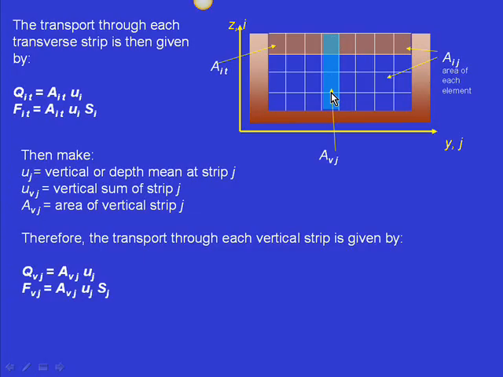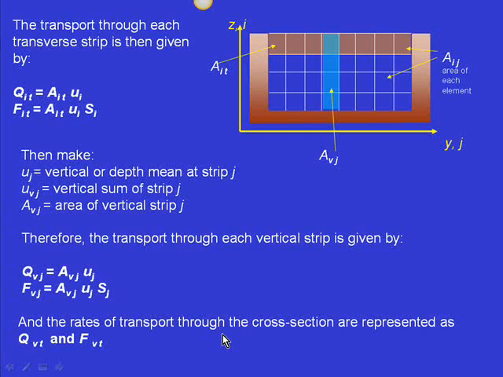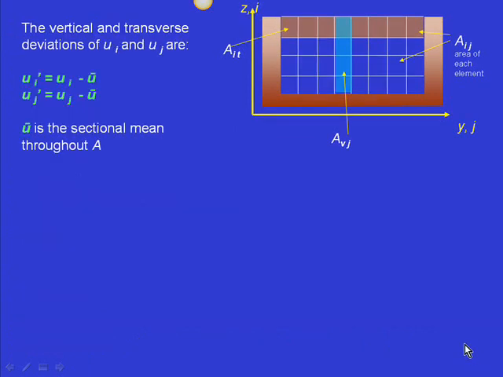So you can calculate the salt flux by summing all these slabs or summing all the columns. At the end, you will get the same answer. So in general, we can call the rates of transport through the cross-section as represented by Q sub Vt, the sum of all the vertical slabs and horizontal slabs, and the salt flux given by that F sub Vt. So that's in terms of average.